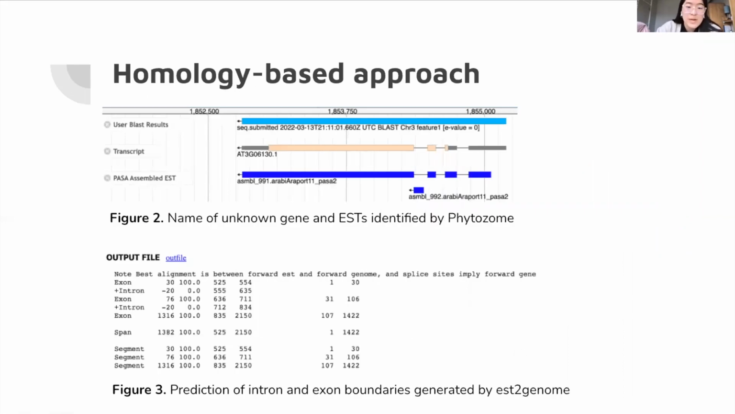Using Phytozome, we were able to discover the name of our unknown gene, AT3G06130. Phytozome also identified 4 ESTs, which are represented in dark blue in figure 2. These ESTs were found on chromosome 3 and were located on the minus strand. Using the ESTs generated by Phytozome, we plugged the information into the EST2genome software. Similar to FGENESH, EST2genome also predicted that our gene has 3 exons, and it generated the exact same exon boundaries that FGENESH did.